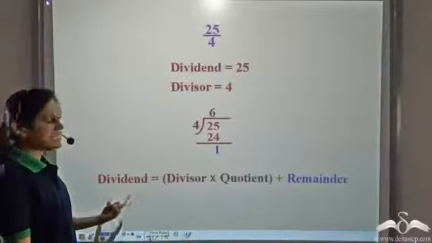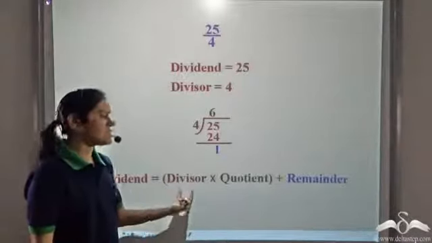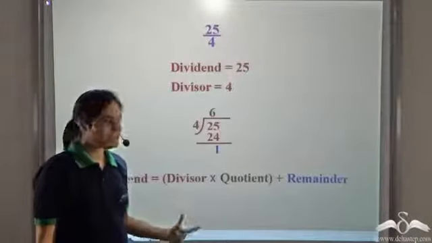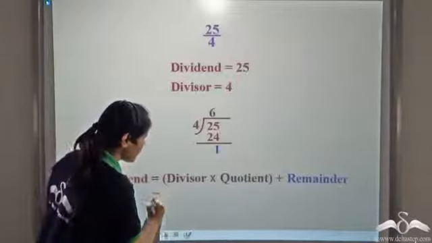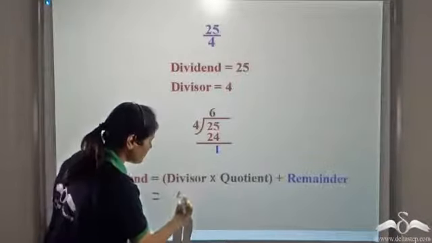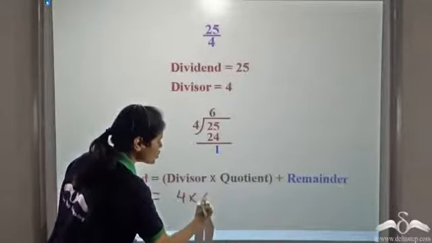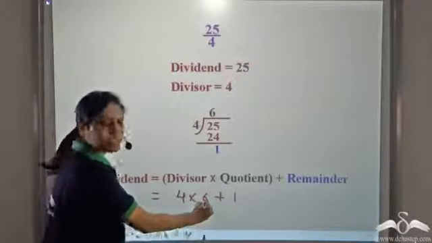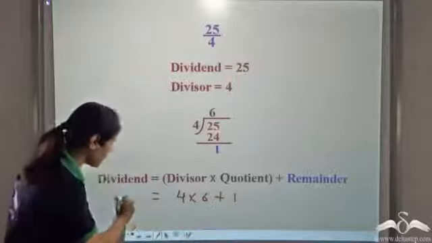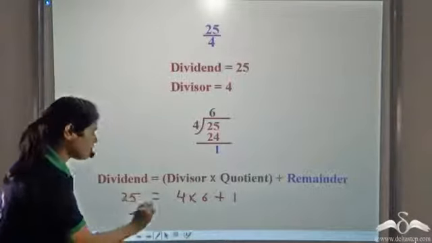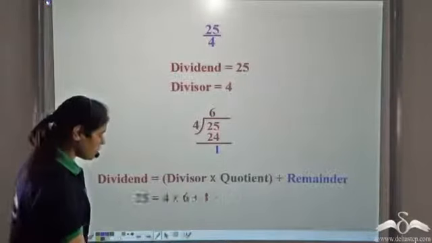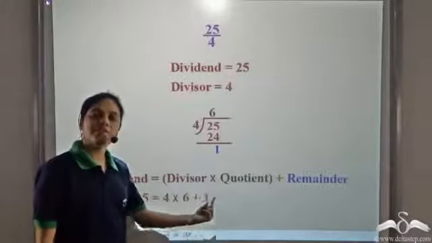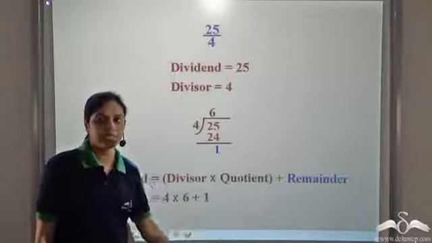We know that dividend is equal to divisor into quotient plus remainder. So let us verify this. In this case, 4 is the divisor, 6 is the quotient, and 1 is the remainder. 4 into 6 is 24, plus 1 is 25, which is the dividend. So it is verified. Dividend is equal to divisor into quotient plus remainder.